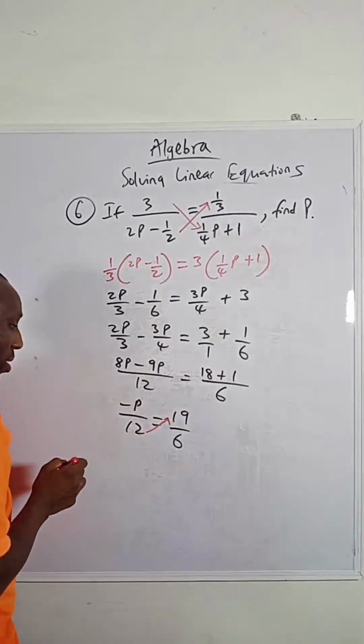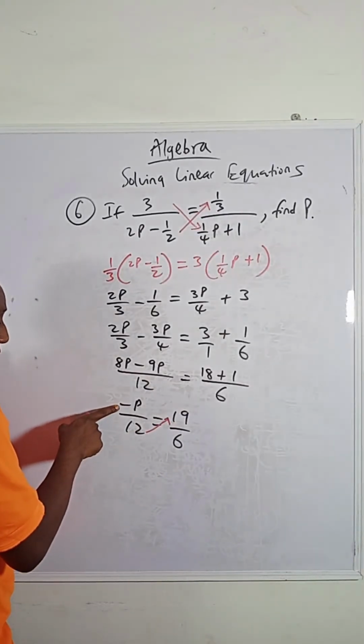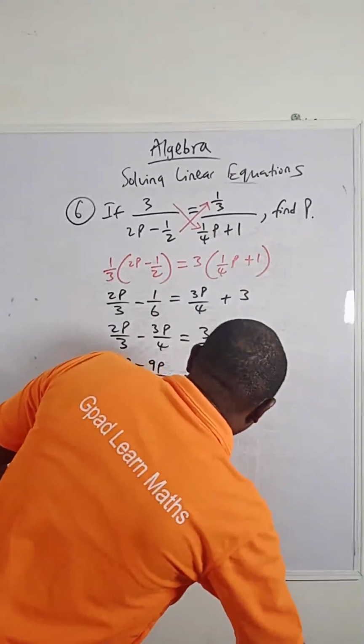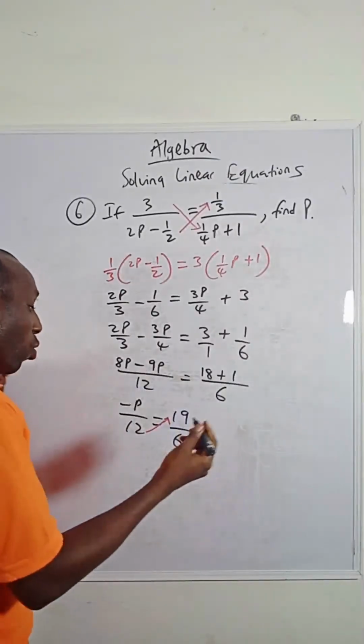You can do this actually, because I want to maintain negative p on this side. I don't want to multiply negative p by 6. I'll just leave it like this. That's the smart way of actually cross multiplying. Yeah, you see how cool this is?